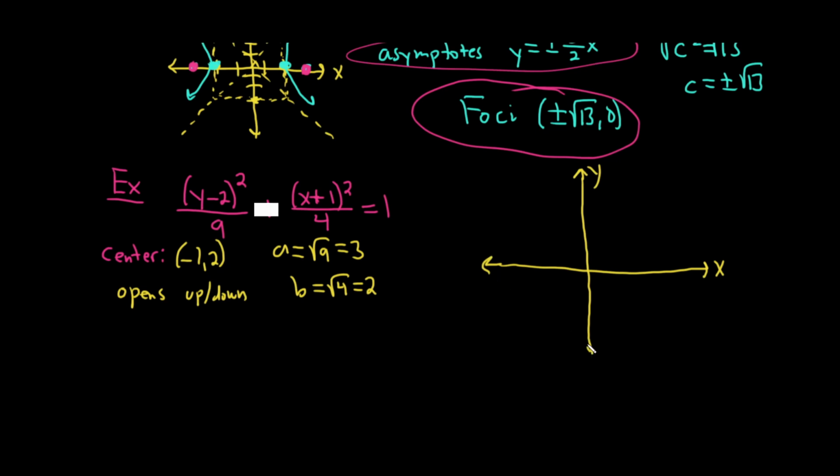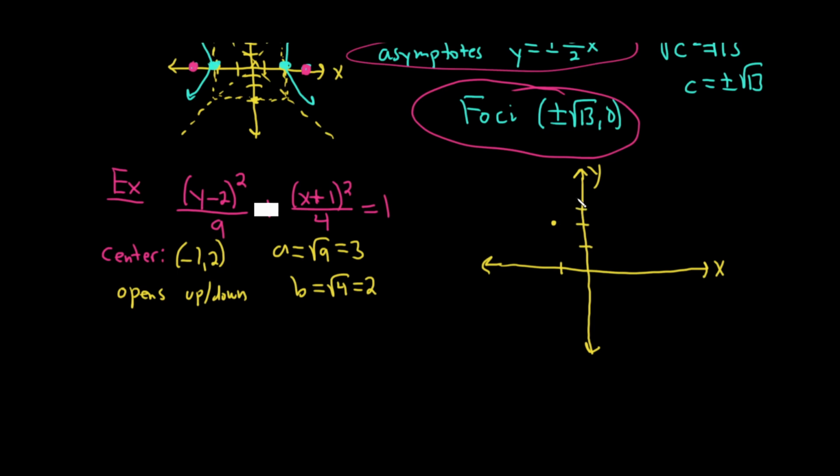So all right, the center is -1, 2. From the origin we'll go left 1 and up 2, and I'll put a dot here. I'm going to run out of room, maybe not. So that's going to be the center of the hyperbola. Because this opens up and down, we're going to go up and down by 3.